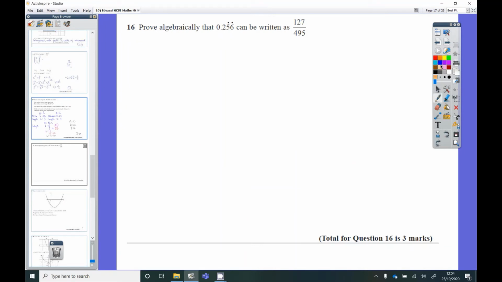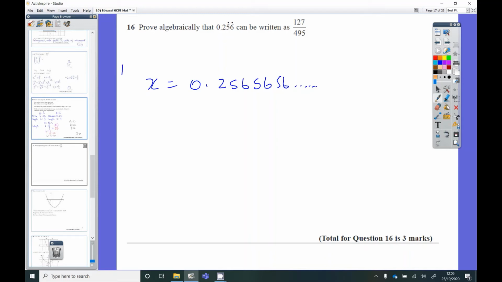Question 16. So we've got to prove this algebraically. So let's just kick off by letting x equal our recurring decimal, but let's go and write that out in sort of a longer form. So the dots are on the 5 and the 6, so that's 5, 6, 5, 6, 5, 6, and so on. Now, because we've got the double dot, we're going to choose to multiply both sides by 100. So now I'm going to pop that on top because we're going to take away in a minute.